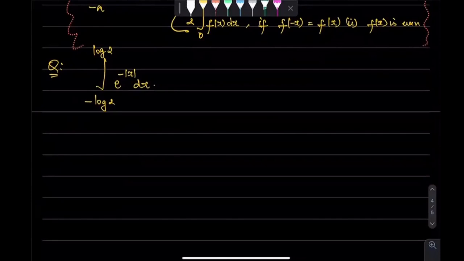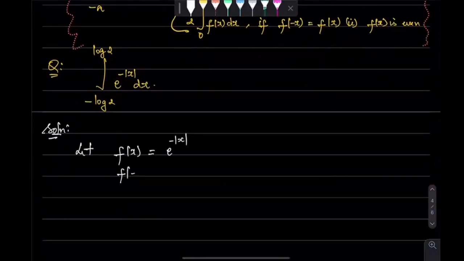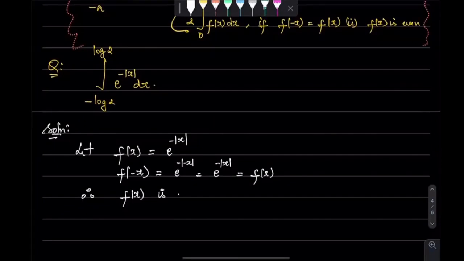So how do you do this? Let f of x be equal to e power minus mod x. What is f of minus x here? e power minus mod of minus x, which is equal to e power minus mod x only, which is equal to f of x. So therefore, f of x is an even function.